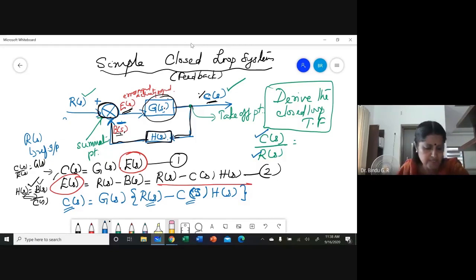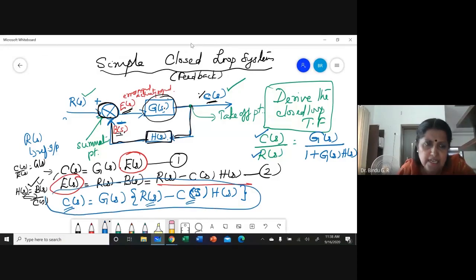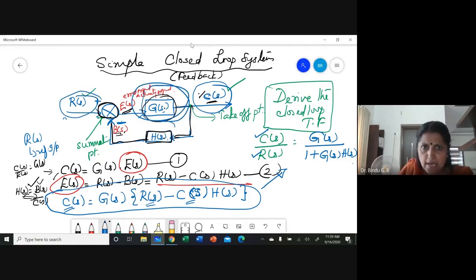Now rearranging the terms, I'm not going to do the rearrangement now. Rearranging the terms, what I'll finally get is G(s) by 1 plus G(s) H(s). This is the equation which I'll rearrange, and finally I'll end up with the transfer function. Overall transfer function is C(s) by R(s) is equal to G(s) by 1 plus G(s) H(s). Now, if you just look into this, you'll understand that the overall transfer function C(s) by R(s), I have now written in terms of this block and this block alone.